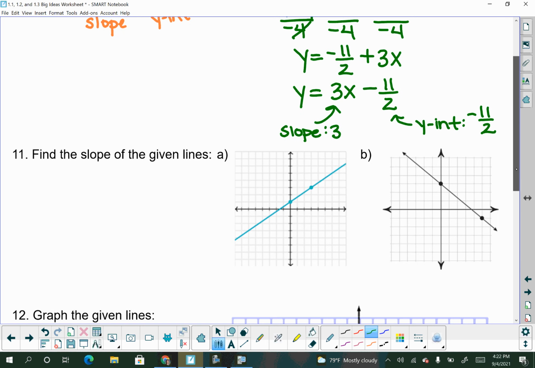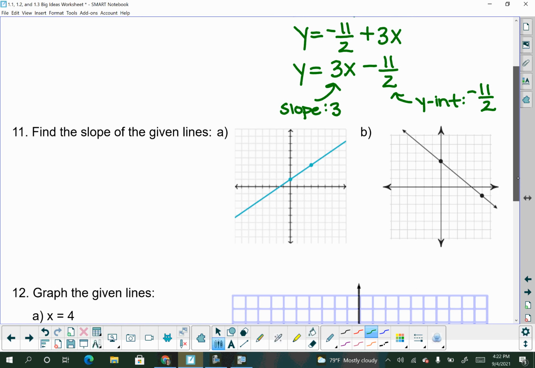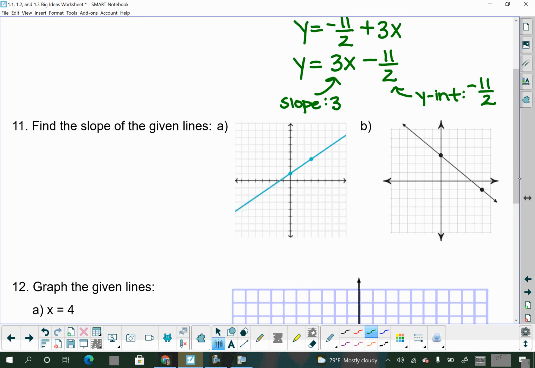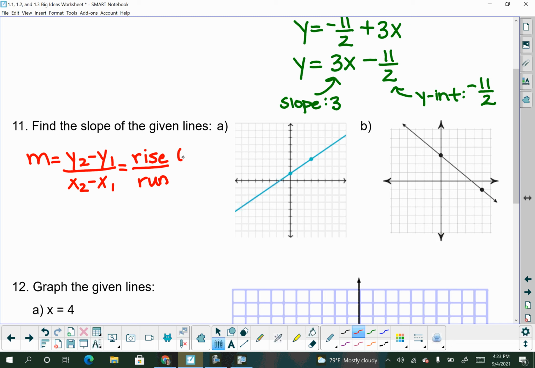All right, let's do some graphs of lines. These two are already graphed for us. We want to find the slope. So slope, we had the formula a minute ago, y2 minus y1 over x2 minus x1. That means change in the y's, or change in the height, divided by change in your width. So a nice way we say that is rise over run. Now, rise can be a rise or fall, can go up or down, depending on which way our line is going. But when we run, we always run to the right.